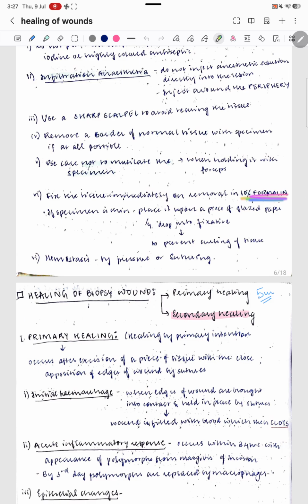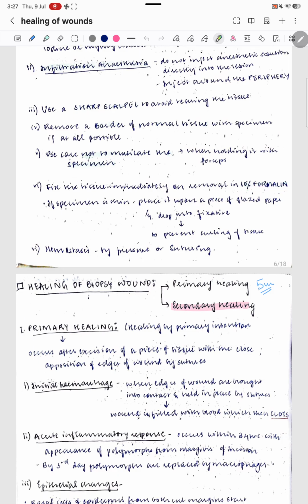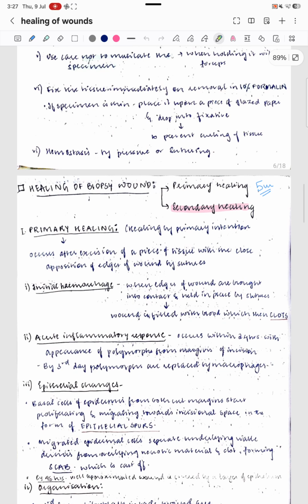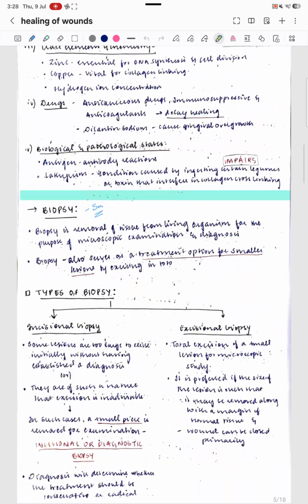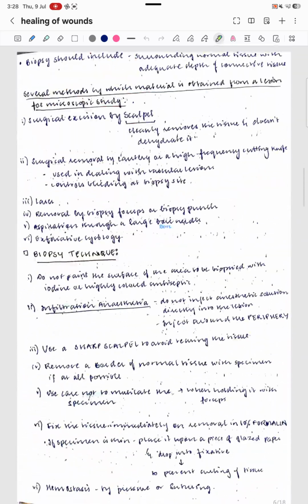then we fix the tissue immediately on removal with 10% formalin. If the specimen is thin, we place it on a glazed paper and drop fixative. Then we achieve hemostasis, that is by pressure, or we suture the wound. So that is another marker, and we finish here; that is biopsy.